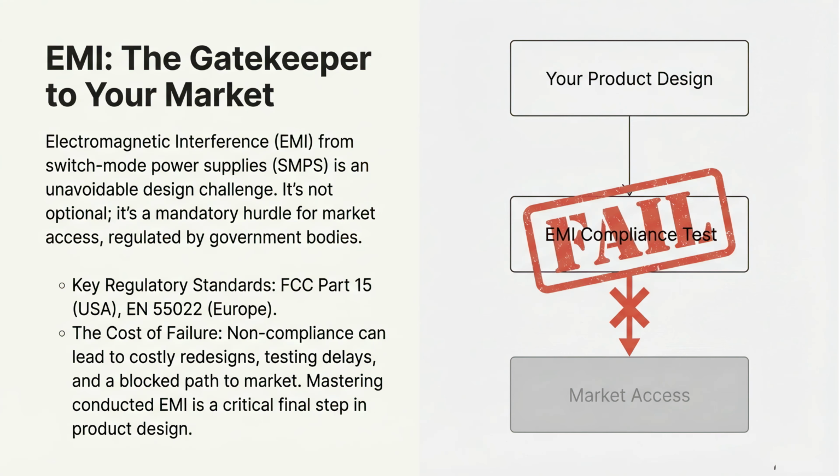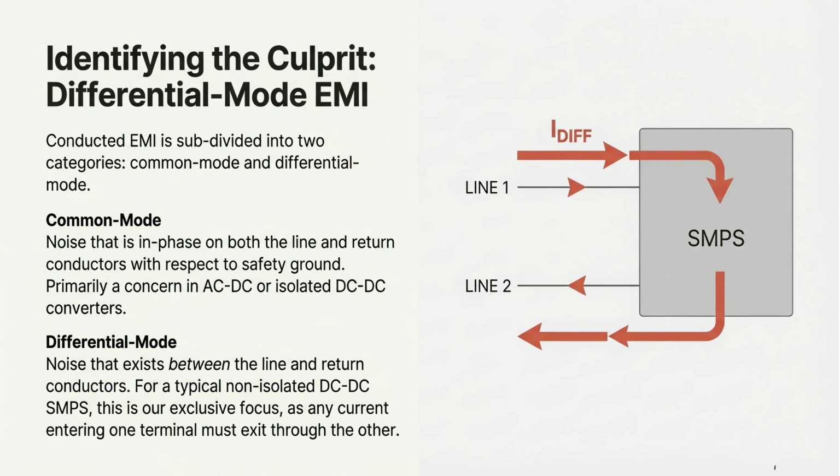Failure to comply with standards like FCC Part 15 or EN 55022 can lead to costly redesigns and blocked market access. Conducted EMI is divided into common mode and differential mode noise. For typical non-isolated DC-DC converters, our focus is on differential mode EMI, where current flows between the line and return conductors.